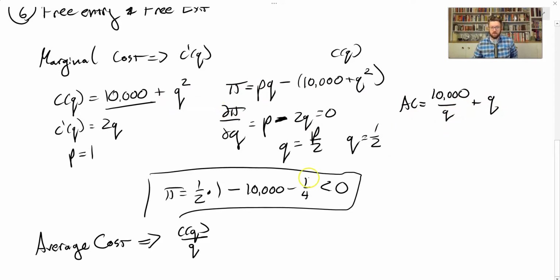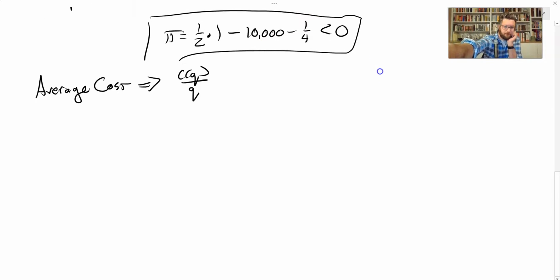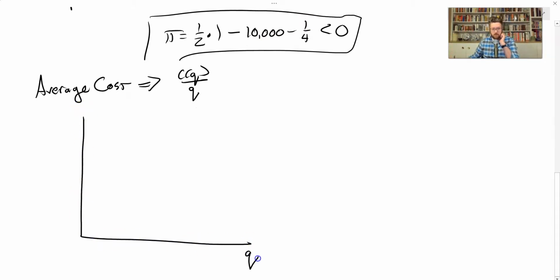Okay? What does that look like? Here's Q. Here's some dollars. Marginal cost is just 2Q, so it looks like this. It starts at 0 and it goes up with a slope of 2. Average cost is 10,000 over Q plus Q. So what does that look like?